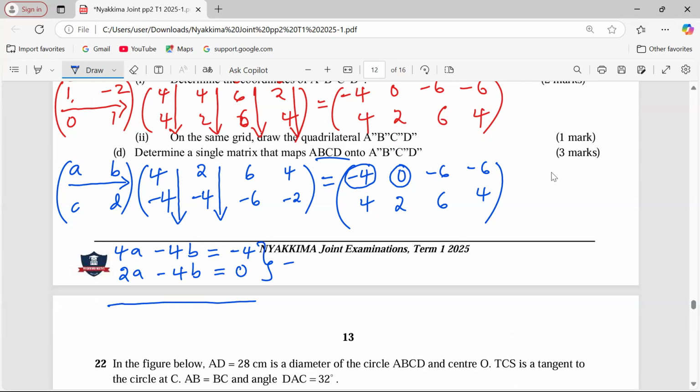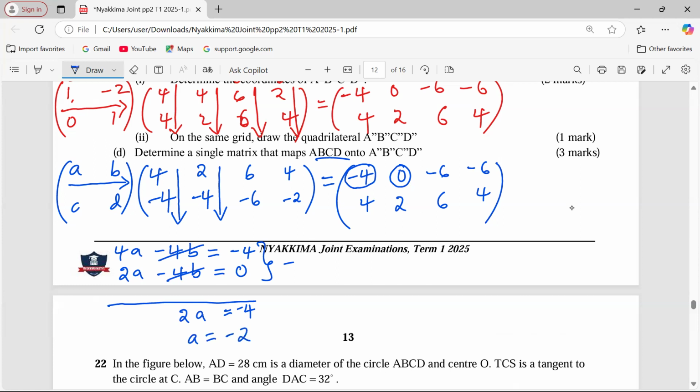So 4 minus 0, get a -4. Then -4B minus -4B, that one cancels to a 0. 4A minus 2A will give us a 2A. Therefore, the value of A simplifies to -2.